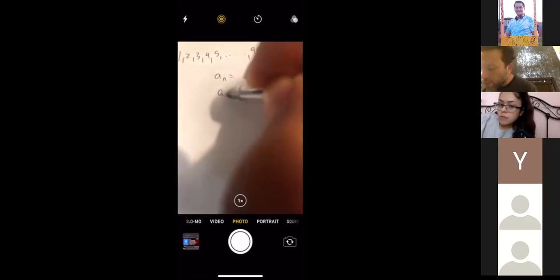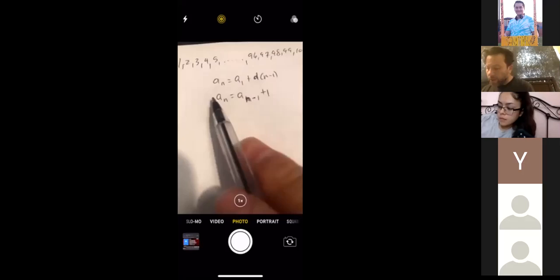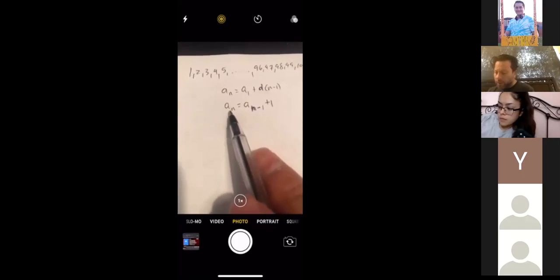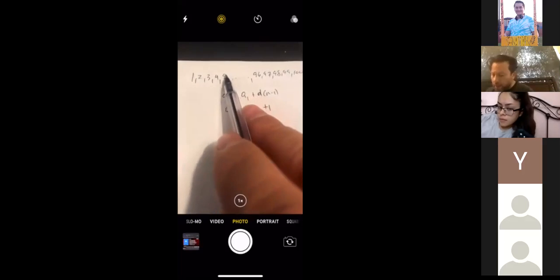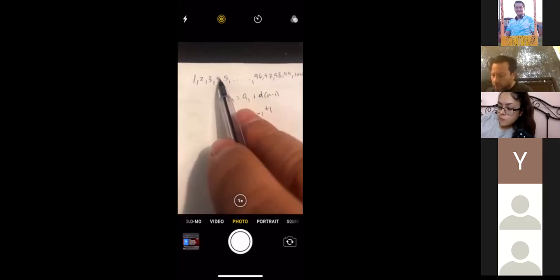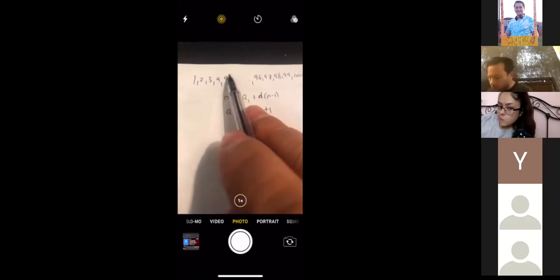So then I know that I could write this in 2 different ways. I could write this as a sub n, or I could even say what? A sub n is equal to a sub what? The previous term plus 1. Look at what this is. This is the recursive example. A sub n is what? The previous term plus 1. Think about it. How do I get 5? By taking the previous term, 4, and adding 1. True?